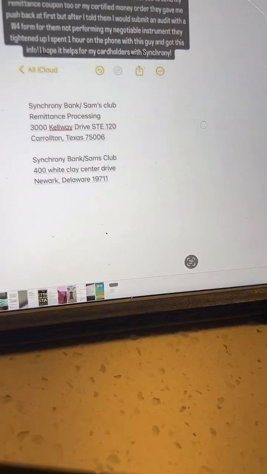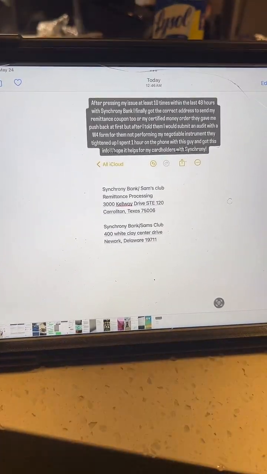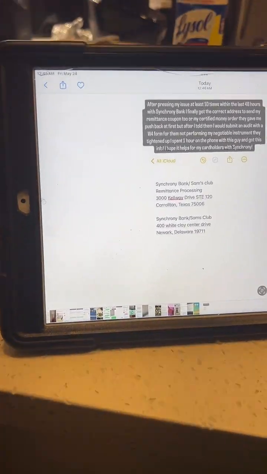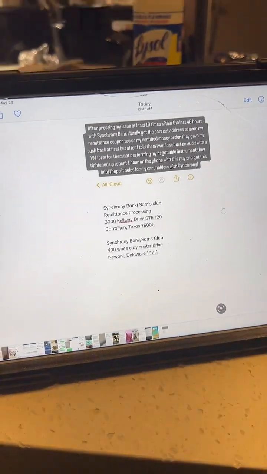So if you have a business credit card with Synchrony Bank, you can be able to use this to your advantage. So they can't deny your remittance coupon, because it's literally the department to send the remittance coupon to for Synchrony Bank, for Sam's Club. So boom. Let's go to it. Let me flip my camera around, show y'all real quick. So this is the address I got today after being on the phone for a whole hour, y'all.